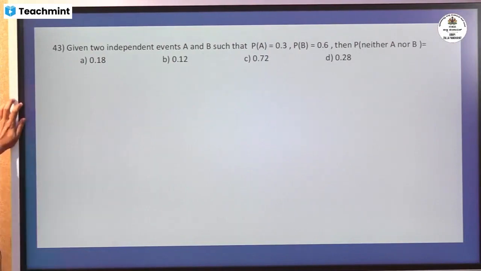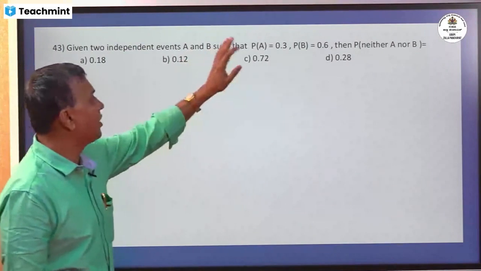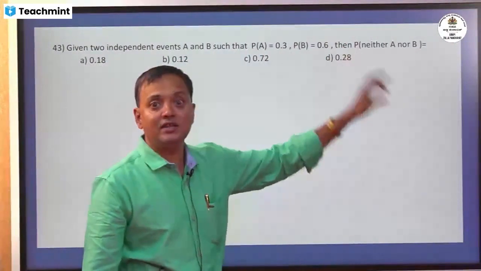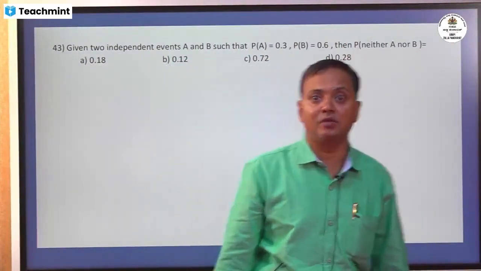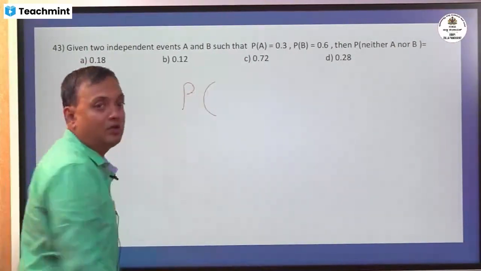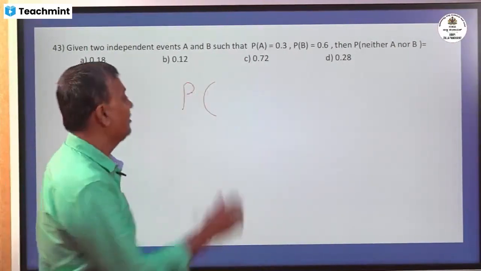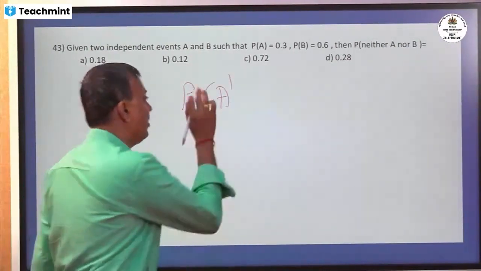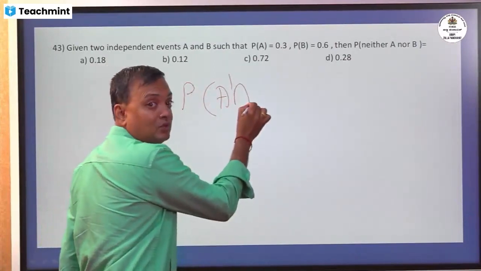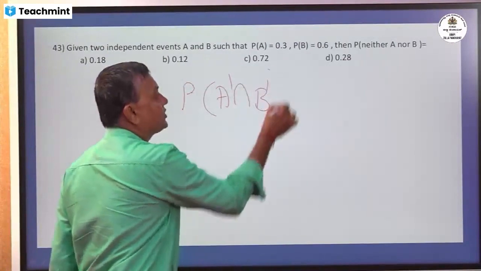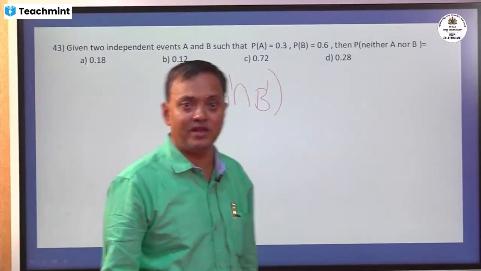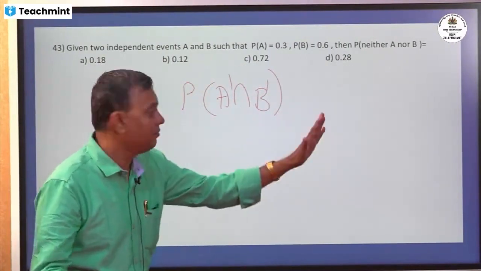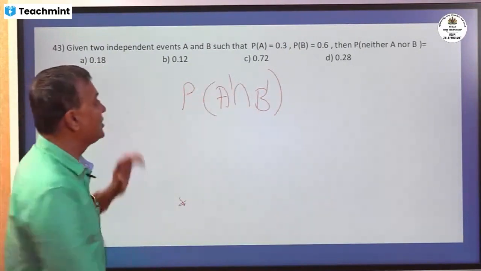Given two independent events A and B such that probability of A is 0.3, probability of B is 0.6, find the probability of neither A nor B. What is meant by neither A nor B? Probability of neither A nor B means probability of A dash, not A, and not B, or A dash intersection B dash. So A dash intersection B dash.